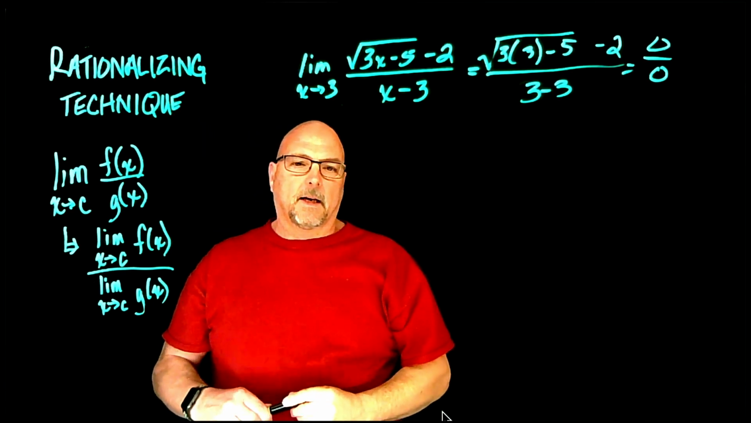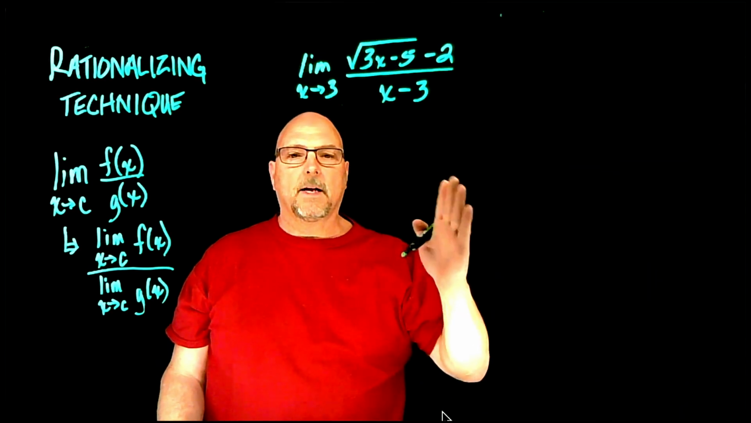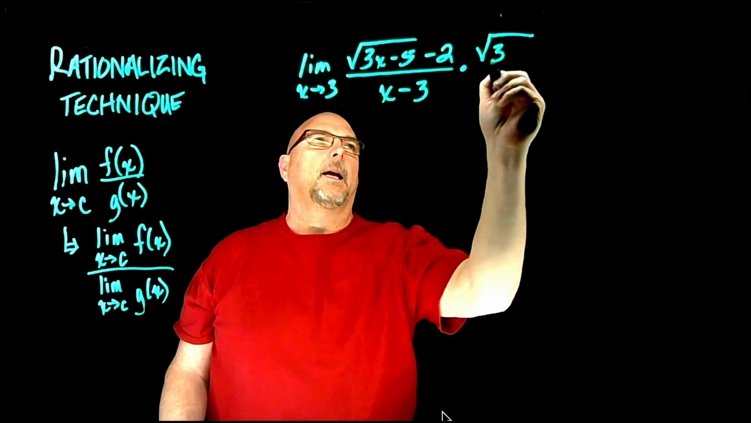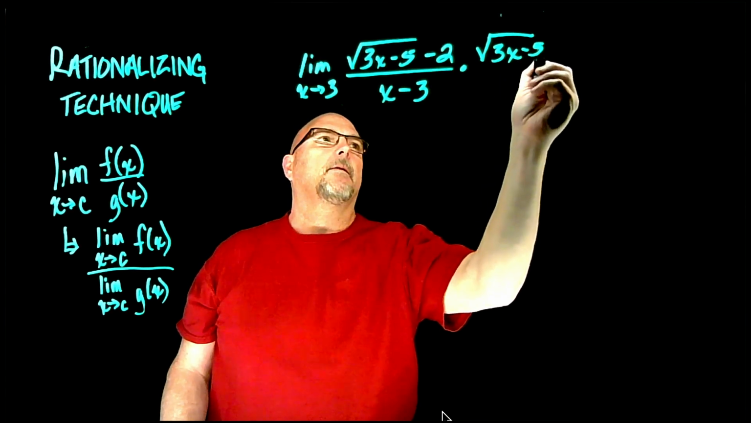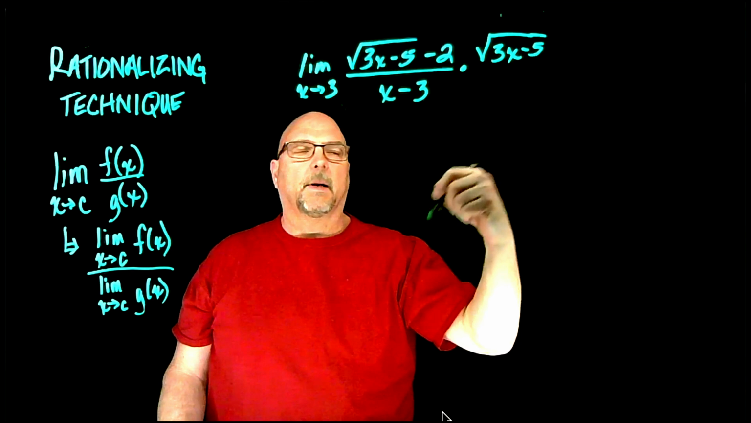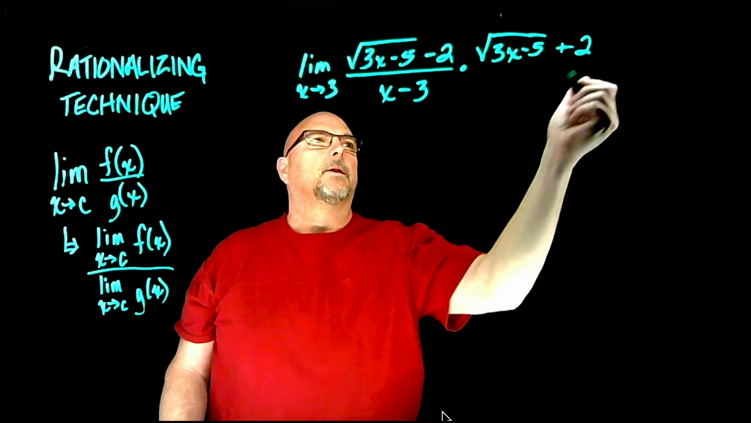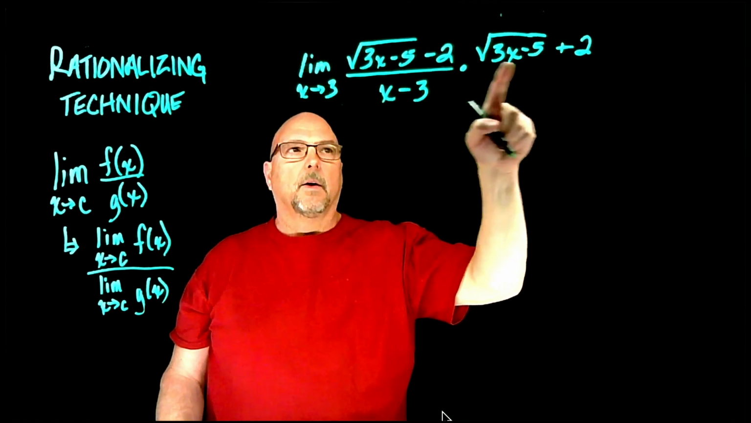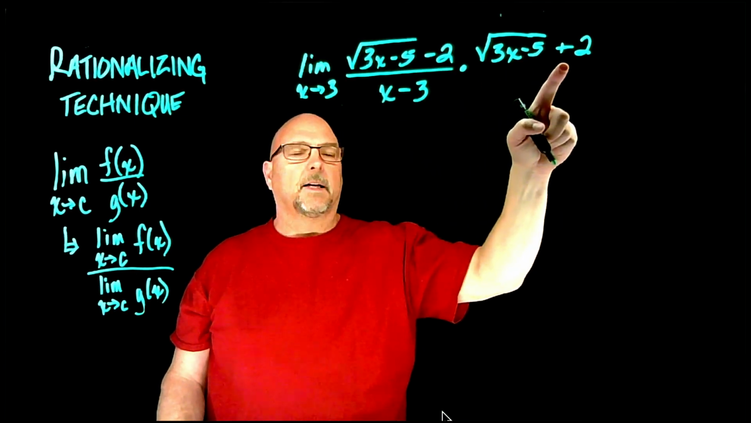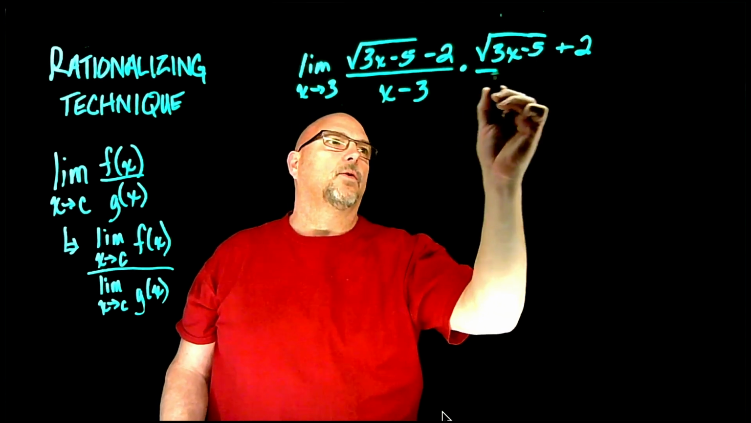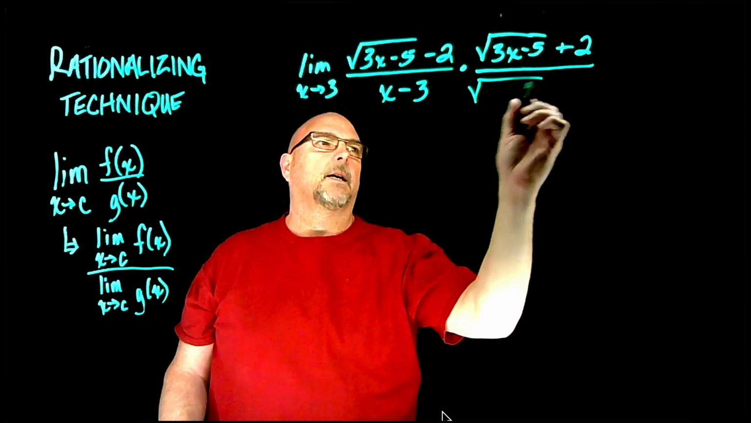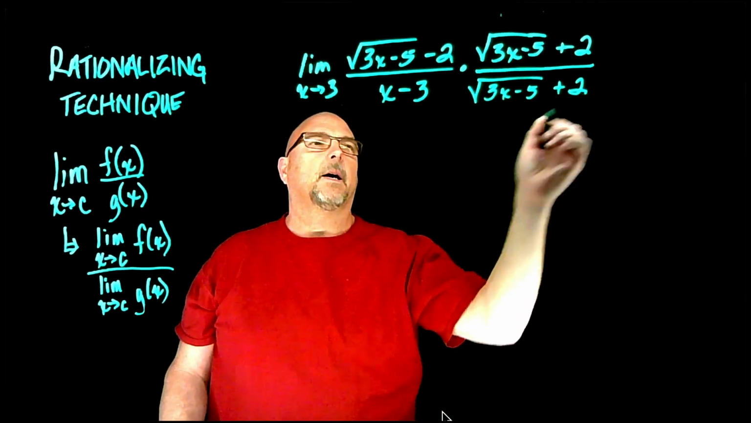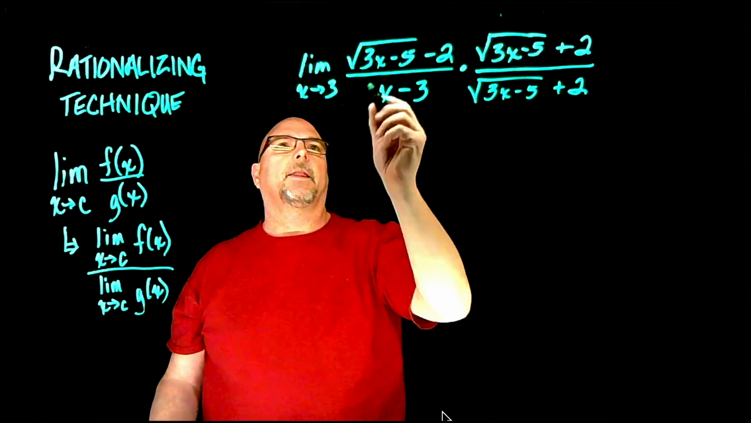So let's go ahead and erase. For the rationalizing technique, I'm going to multiply this by a conjugate: the square root of 3x minus 5, plus 2. Notice, again, a common mistake: we do not change this minus to a plus here. We change this minus into the plus here. And whatever gets done in the numerator has to be done in the denominator. So there we go. Go ahead and multiply the top and the bottom.